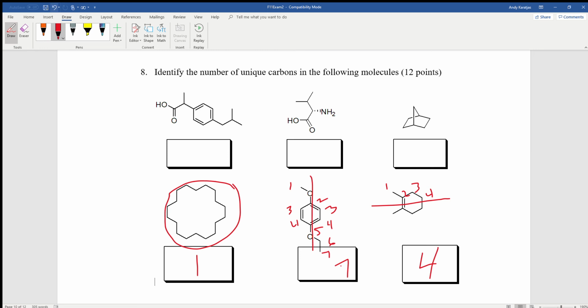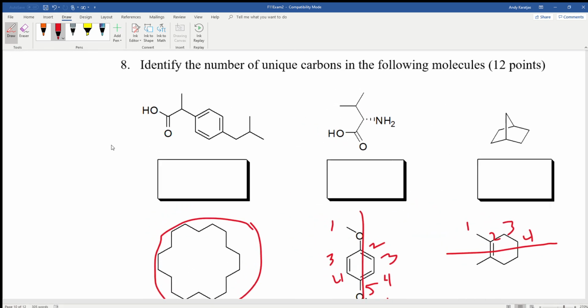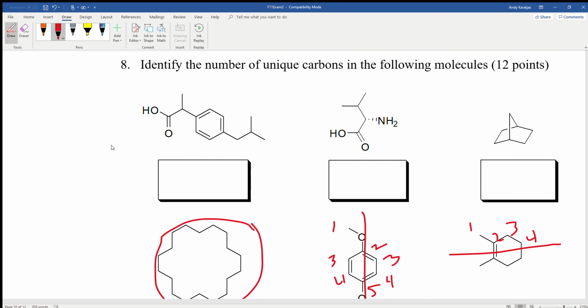Now we can go to our top row, and there's not a lot of symmetry in this molecule, but it does exist in 2 places. One place is within the aromatic ring. The other place is the 2 methyl groups at the end. Other than that, everything in this molecule is unique. For a total of 10 unique carbons.